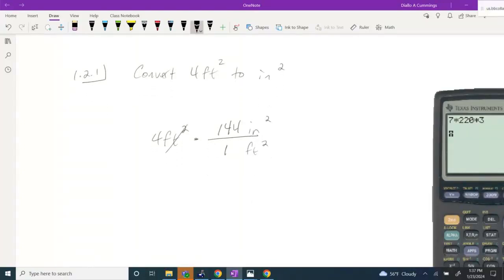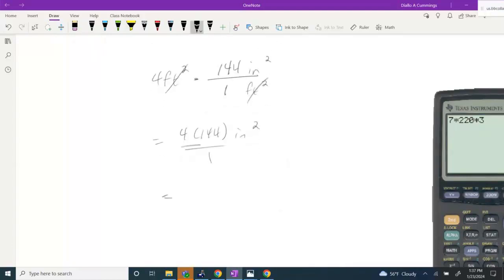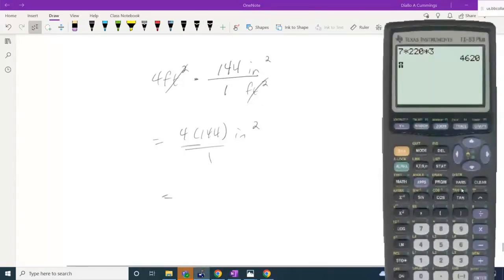So when we multiply, the square feet are going to cancel. I'm going to multiply my numerators. So I have 4 times 144, right, we have square inches. And then in my denominator, I have a 1. So if I multiply 4 times 144, I believe I get 576? 4 times 144.